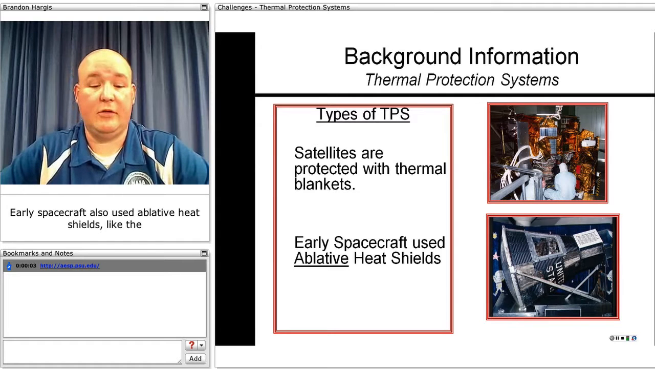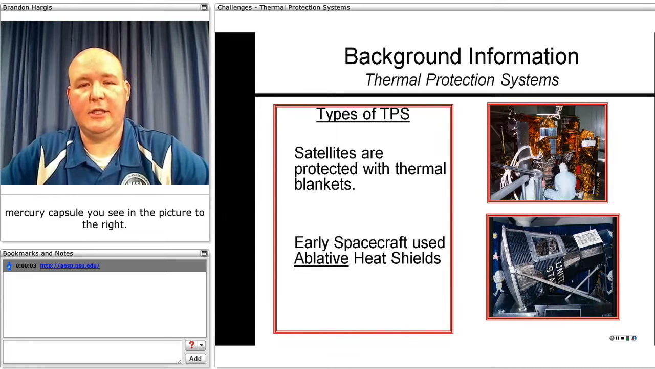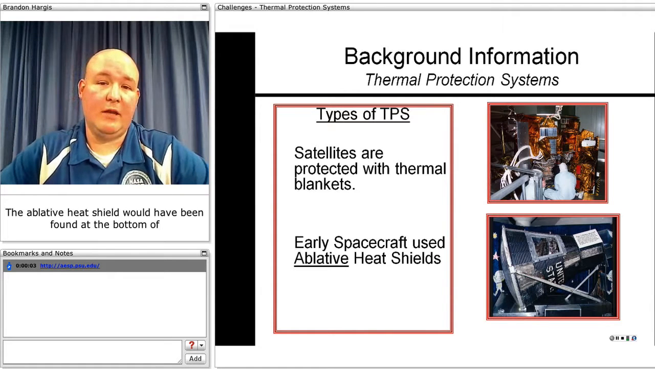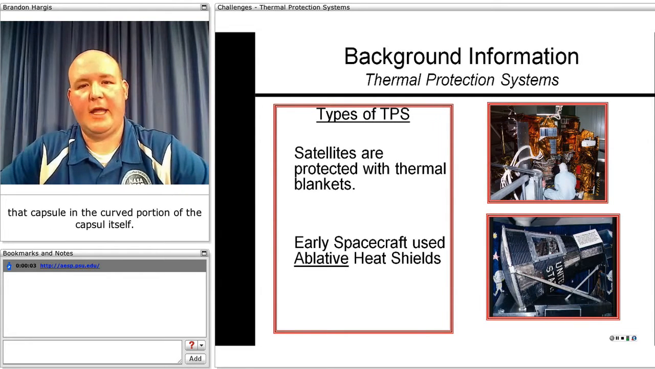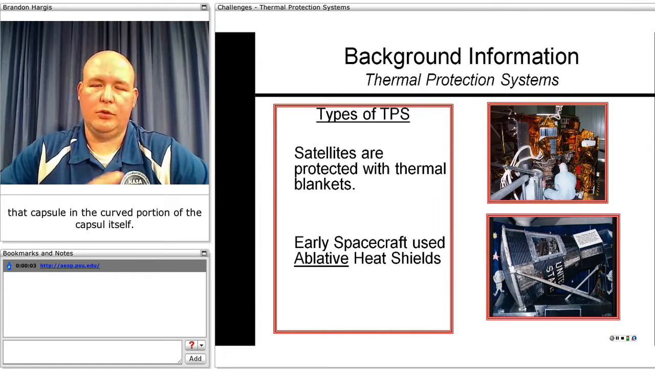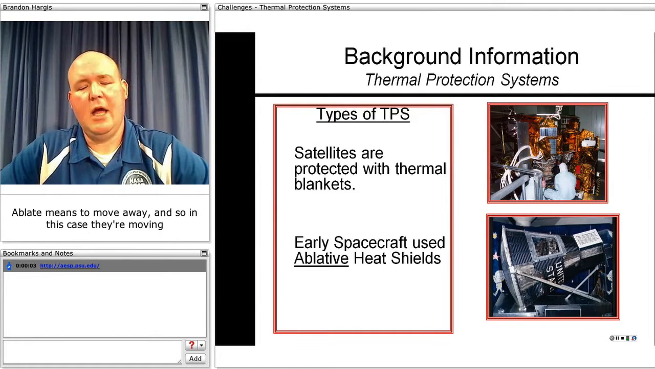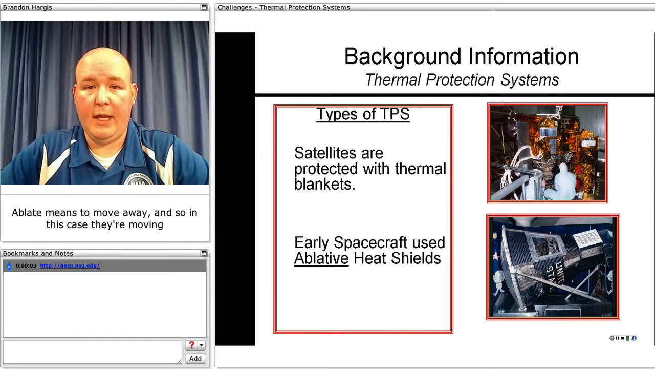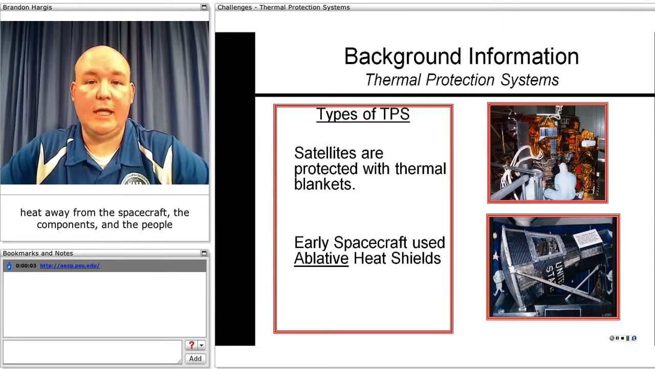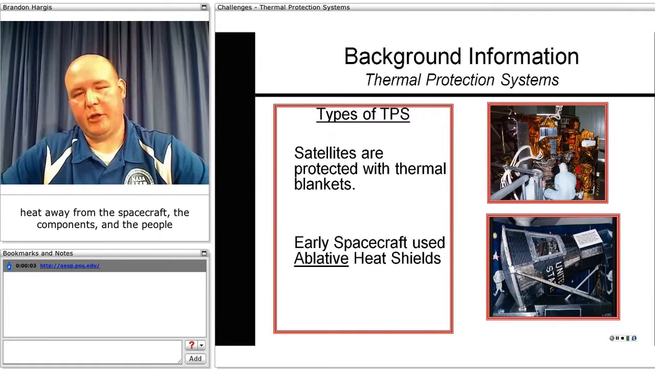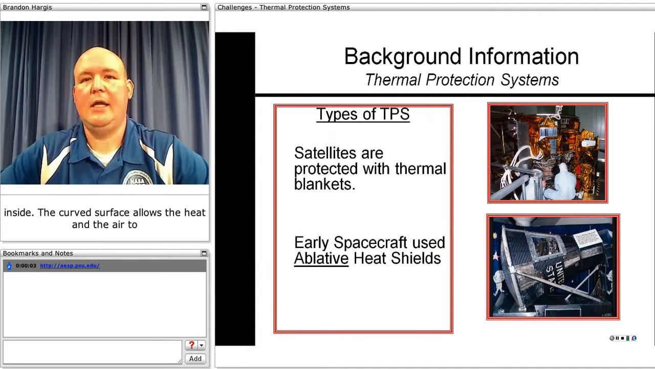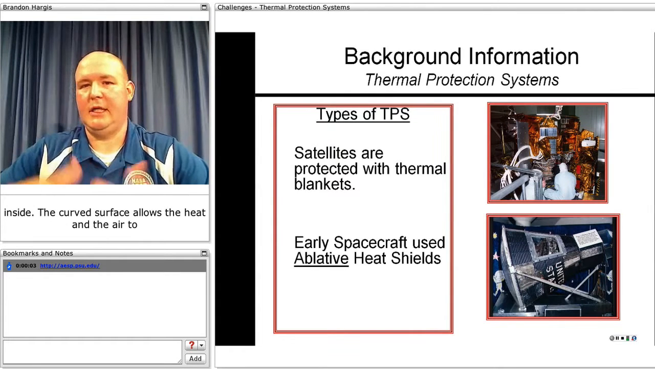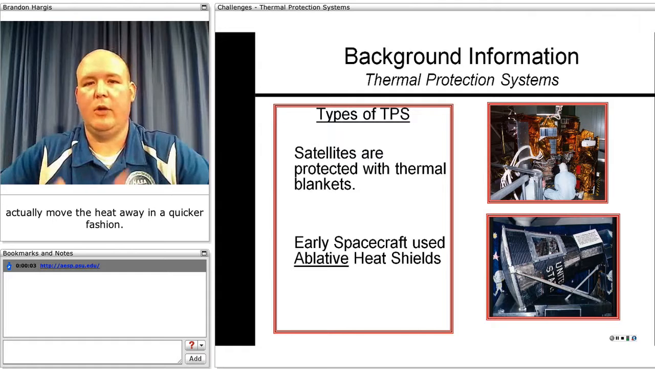Early spacecraft also used ablative heat shields like the Mercury capsule you see in the picture to the right. The ablative heat shield would have been found at the bottom of that capsule in the curved portion of the capsule itself. Ablate means to move away, and so in this case they're moving heat away from the spacecraft and the components and the people inside. A curved surface allows heat in the air to actually move the heat away in a quicker fashion.